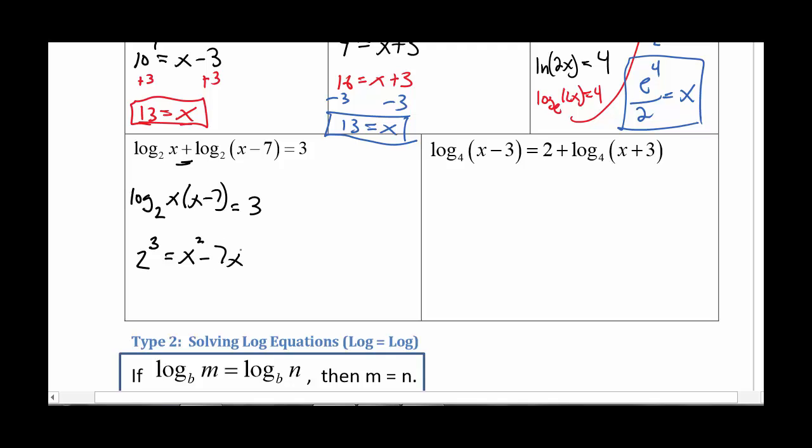Might as well distribute right there. And what is 2 cubed? Well, 2 cubed is 8. Okay, so now when I bring the 8 over, I get x squared minus 7x minus 8 equals 0. Sorry, there's a 0 there. And I want to try factoring if I can. It's quadratic. We're pretty good at quadratics at this point.